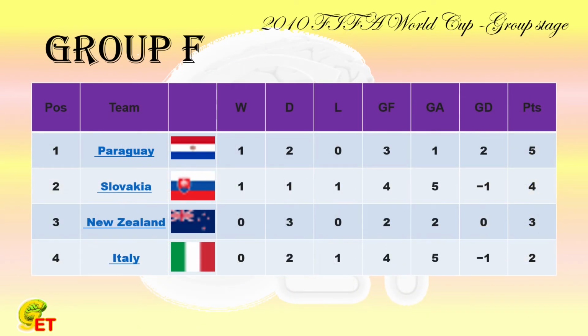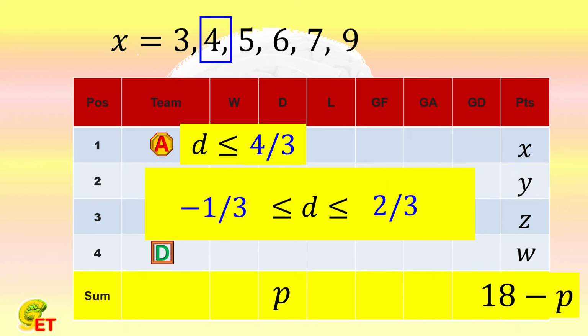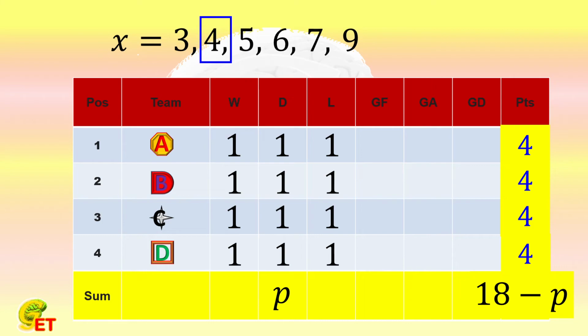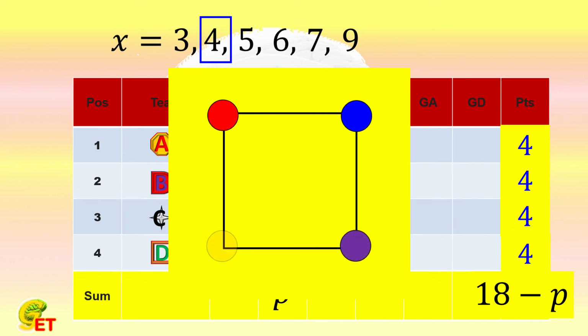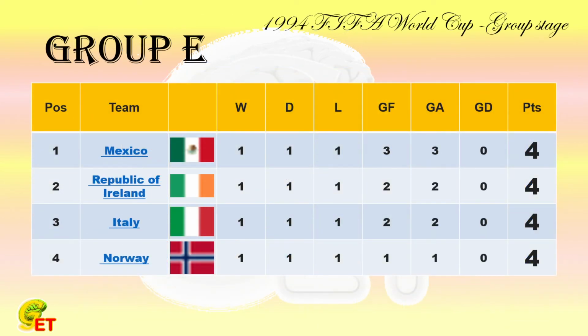If the first team scores 4 points. In the first condition, d is not bigger than 4 over 3. And in the second condition, d is between -1 over 3 and 2 over 3. D can only be 0 then. Every team scores 4 points. Each team has 1 win, 1 draw and 1 loss. If we put the 4 teams on the 4 vertices of a square, going clockwise or counterclockwise, each team wins its neighbor and has a draw with the team on the diagonal. We will have such results. For example, the Group E in 1994.